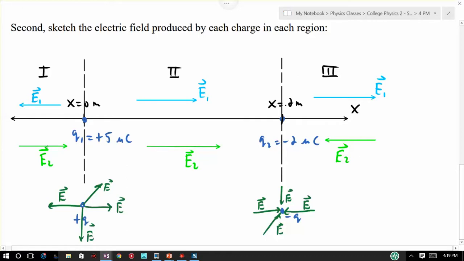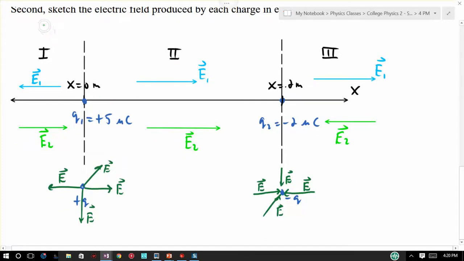So the green is the field just from charge 2 in all three regions, right? All right, so does everyone have this so far? All right, so that's the second step, to sketch the field, to produce the direction of the field for each of the charges in each of the three regions.